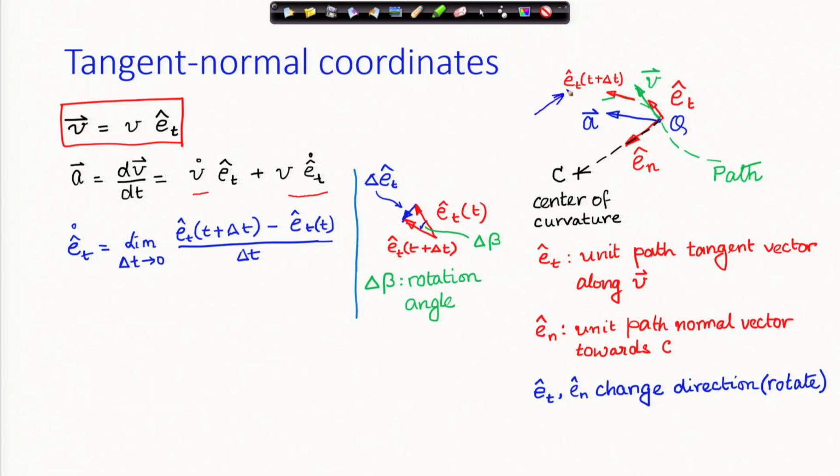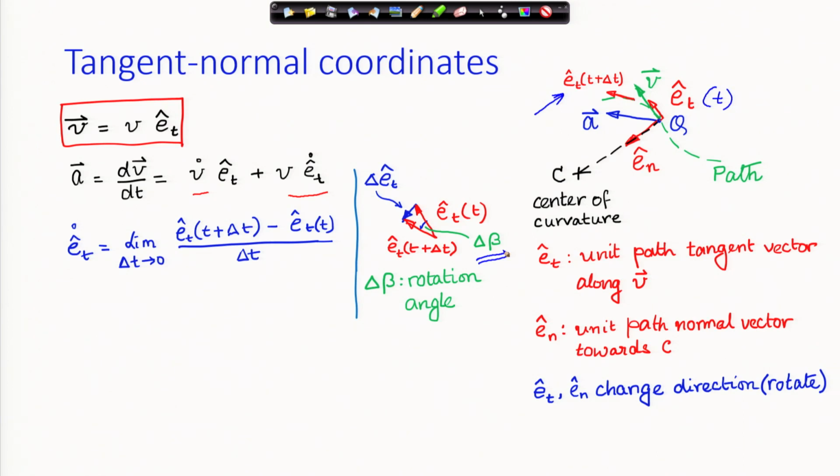So, this is E_t at t plus delta t and this E_t is at time t. I bring them together and compare these; both of them, remember, are unit vectors. So the magnitude will not change, but the direction has changed. How much has the direction changed? It has changed by delta beta. This is the small change of angle of that radial line.